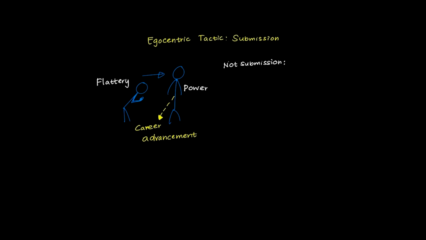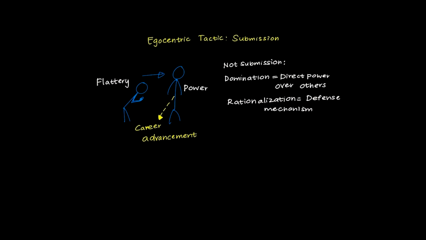Domination is different. That's using direct power over others to get what you want. Rationalization is a general defense mechanism, not one of the specific egocentric tactics Paul and Elder identify. Manipulation is related but broader. Submission specifically means strategic subservience to the powerful.